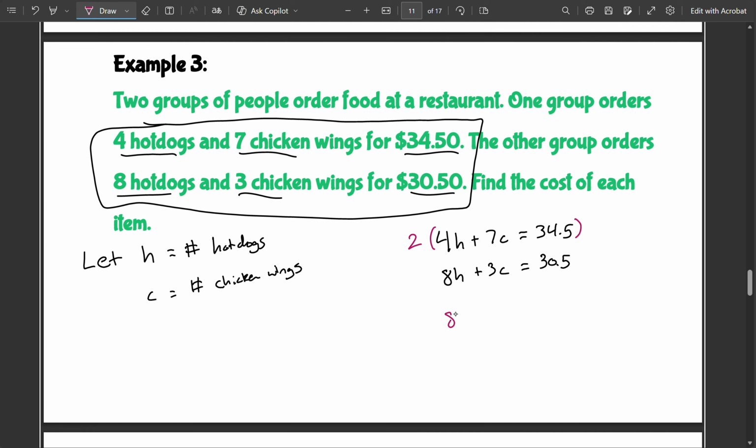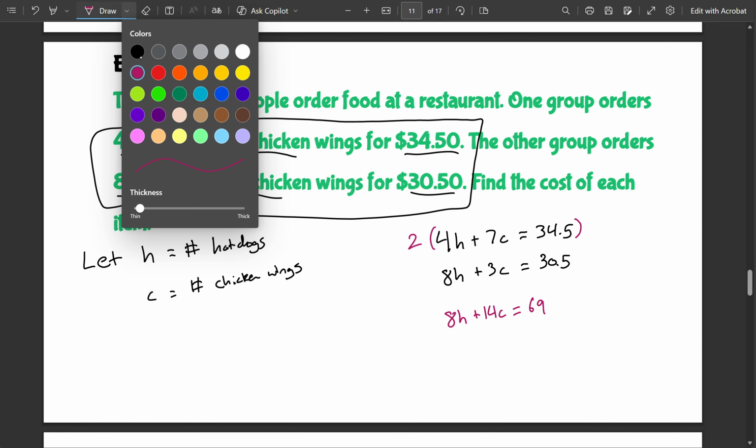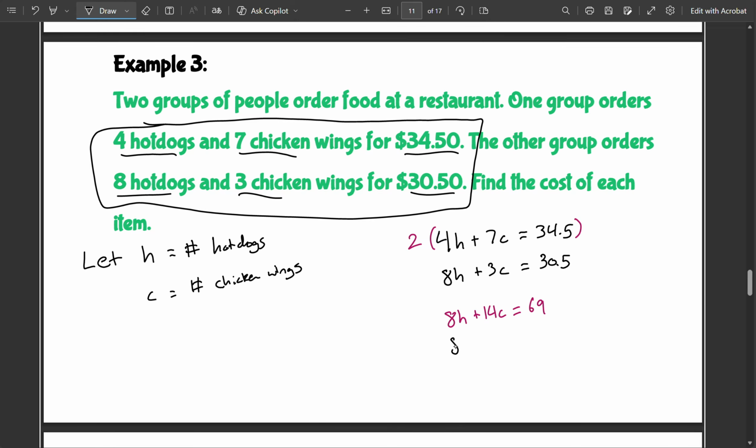And when we do that, we will get 8H plus 14C equals 69. And then we're going to bring down our second equation, which is original. The reason I multiplied by 2 is so that we would have some things line up that can eliminate. In the bottom equation, I rewrite 8H plus 3C equals 30.5. And now we can subtract.